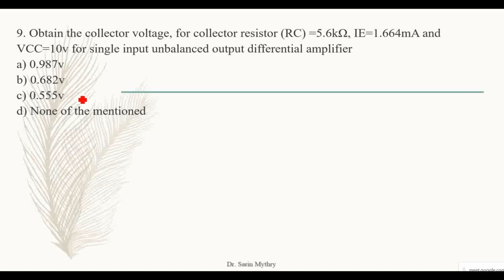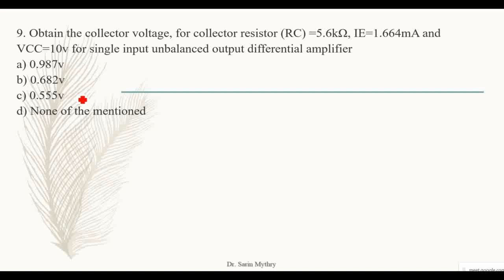You're supposed to remember what kind of configuration it is. It is a single input: only one input is given, and the other input is grounded. A differential amplifier will have two inputs, V1 and V2. Here it's only a single input and the other input is grounded. So single input unbalanced output. Unbalanced output means the output is taken across only one collector, not across both collectors. It has only one input and one output.